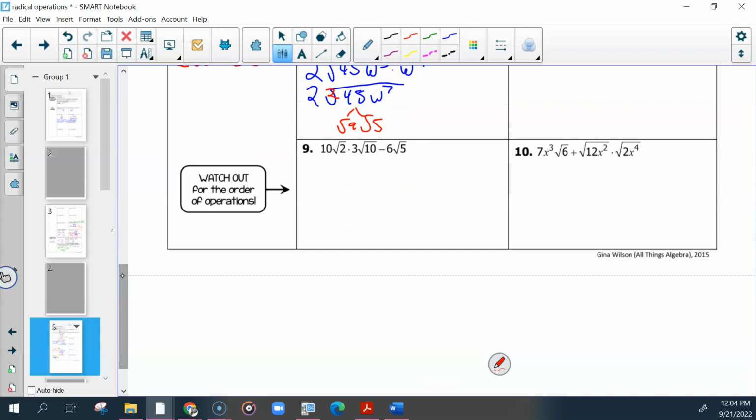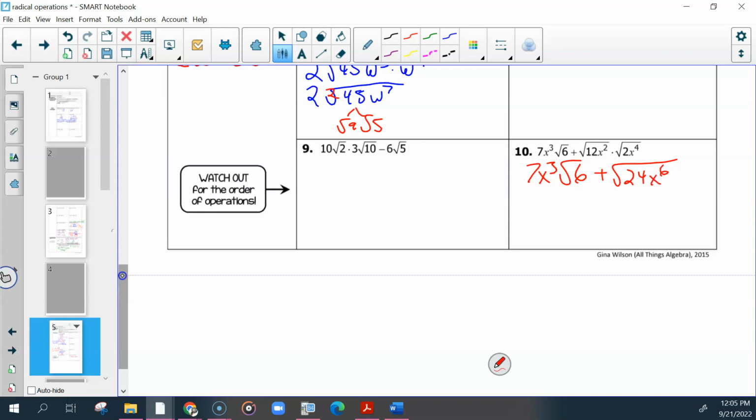So if we multiply these, this would just get brought down. This, all on the inside, would become 12 times 2 would be 24. What would my x's become? x to the 6.